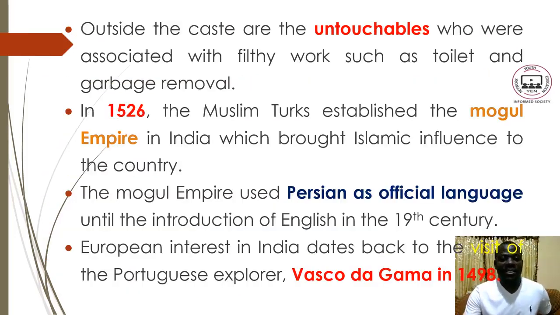And outside the caste system, there were the untouchables. The untouchables were outside that stratified system. They were associated with filthy work, such as toilet cleaning and garbage removal. They were doing that very bad work, working as toilet cleaners and garbage removers. They also formed their part of the class.